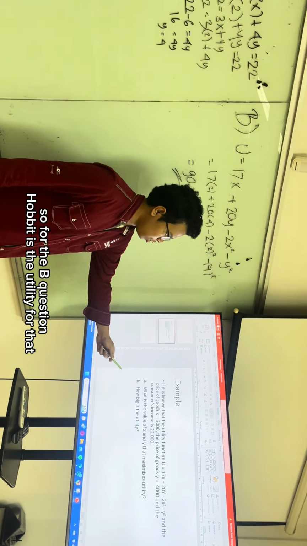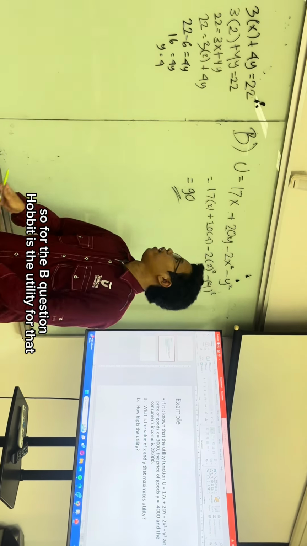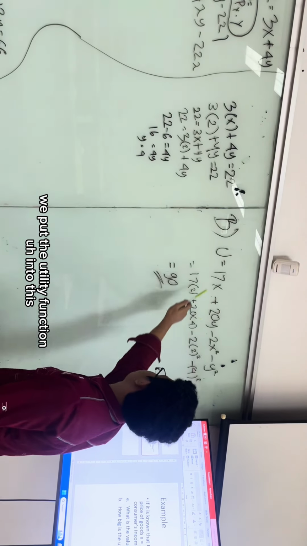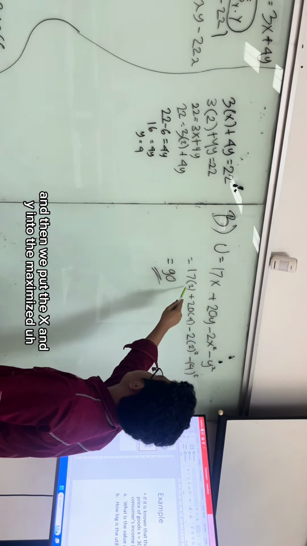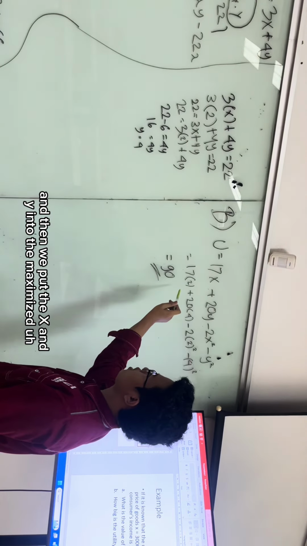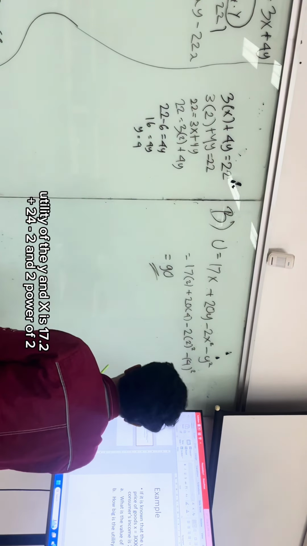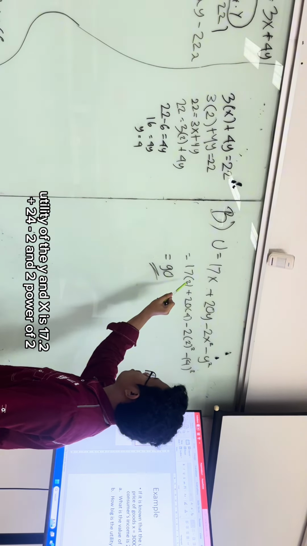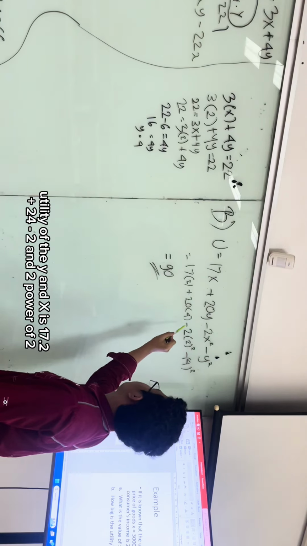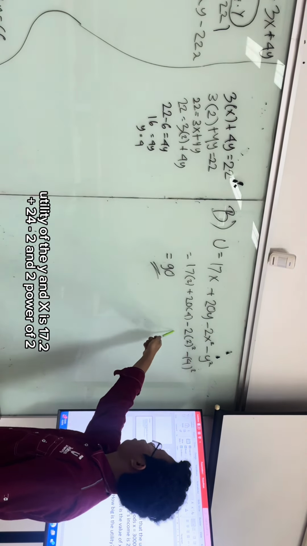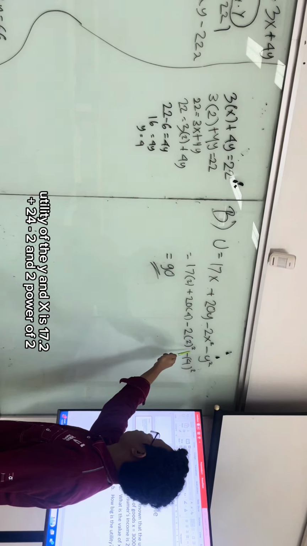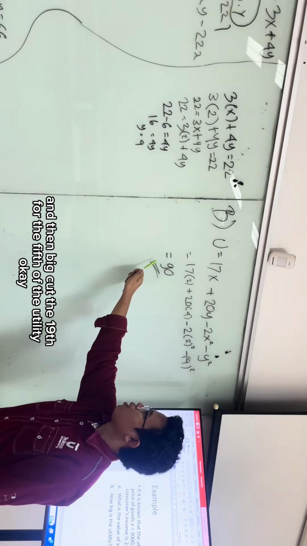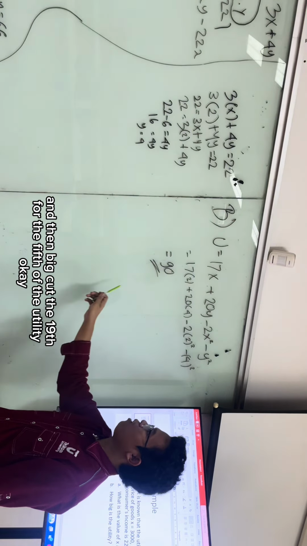So for the big question, how big is the utility? For that, we put the utility function into this, and then we put the x and y into the maximized utility of the y and x. It is 70 times 2 plus 20 times 4 minus 2 times 2 power of 2 minus 4 power of 2, and then we got 19 for the peak of the utility.